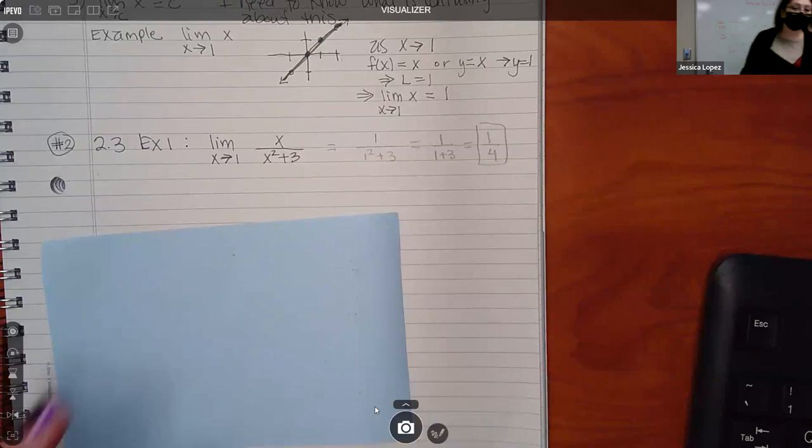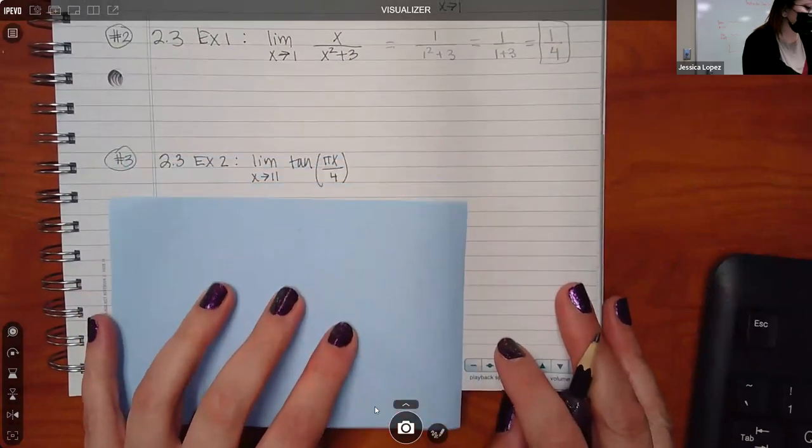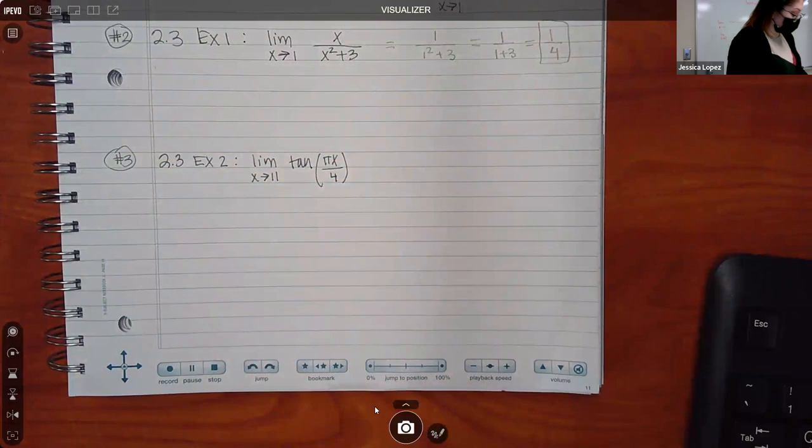Just try to make sure that you understand it, right? Some of you have already worked on 2.3, but I don't think anybody had 100. So try this one.